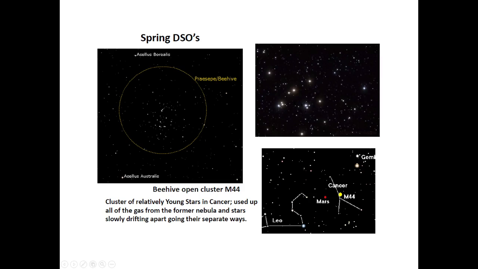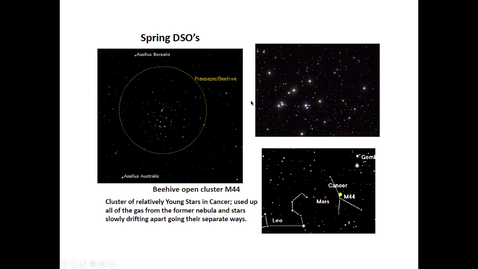So we're going to go briefly to some of the brightest and most popular deep sky objects and see where to find them in the sky, generally speaking. So in the springtime, DSO is short for deep sky object. We're looking at the constellation Cancer, the crab, over here. And we're kind of right in the middle here, and that's M44. That is, again, young stars. It's an open cluster. And then again, these used up their gas and dust, and they're drifting their separate ways.